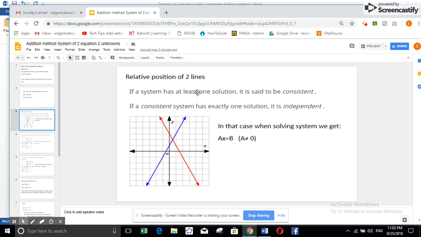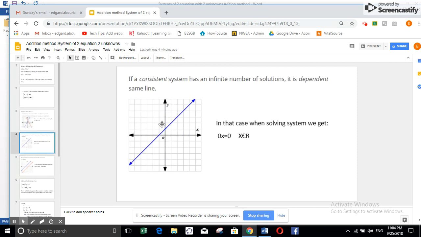Let us start, before we take examples, to talk about the relative position of two lines. Two lines can be intersecting like this one, and the intersection is a point A. In that case, we call the system a consistent system with exactly one solution. It's called independent. When we solve the system, as we're going to see later, if we solve for x or for y, we're going to get ax equal to b, where a is not 0. The most important thing is that the coefficient of x is not 0. If the coefficient of x is not 0 when solving, it means we have one solution.